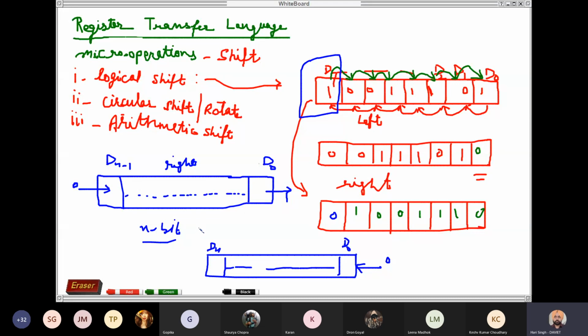And this is D0, one bit. If you are having, say, an 8-bit register, then you will write D7 here like this. Okay, and D7 will be lost. So this is the representation of logical shift operations. This is logical right shift. This is logical left shift.